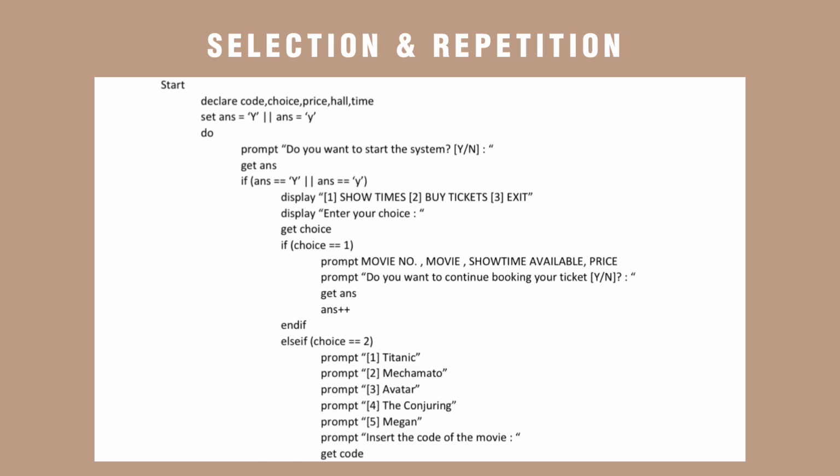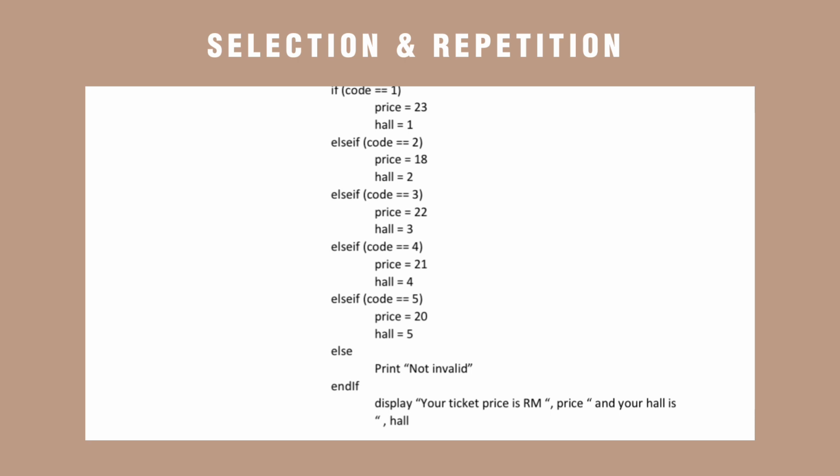If choice equals 1, it will prompt movie number, movie, show time available and price. And it will prompt do you want to continue booking a ticket and get ans. Next, if the choice is 2, it will show the movie. It will display all the movies and then get the code. If code equals 1, the price will be 23, hall is 1. Else if code is 2, price is 18, hall is 2. Else if code equals 3, price is 22, hall is 3.